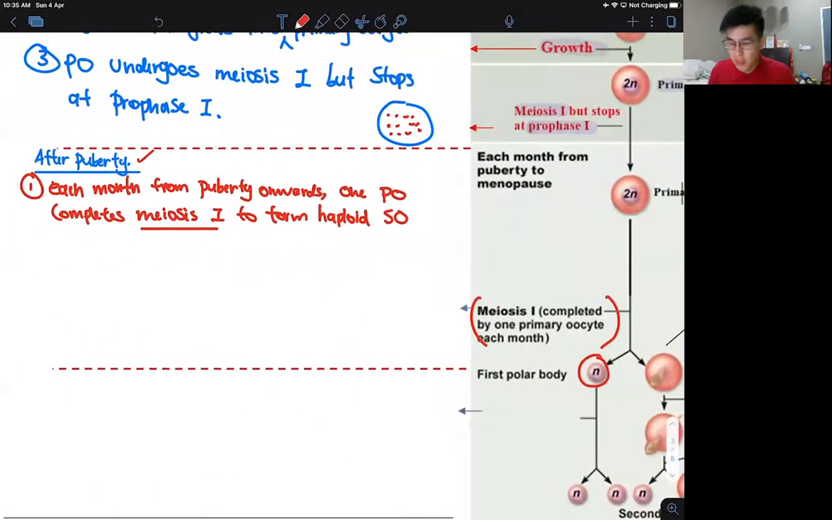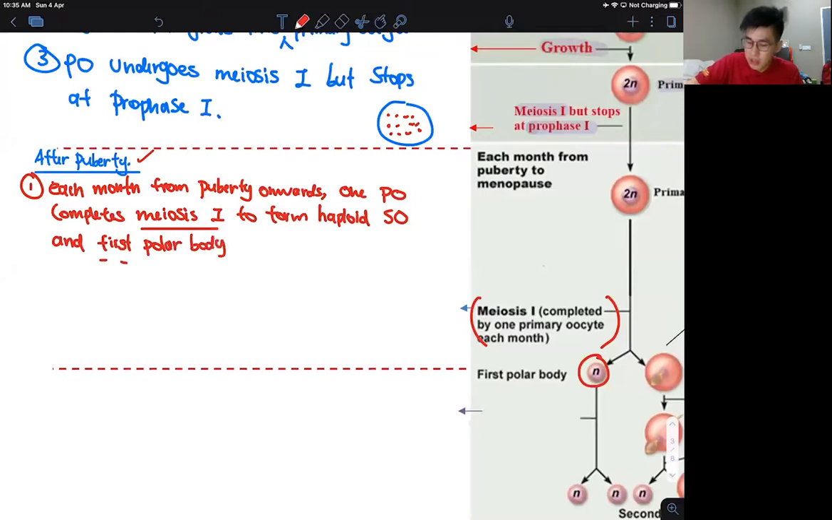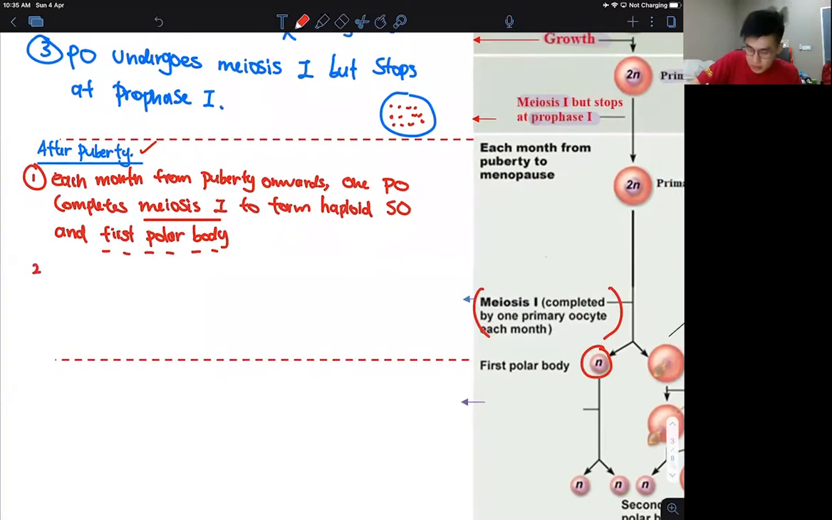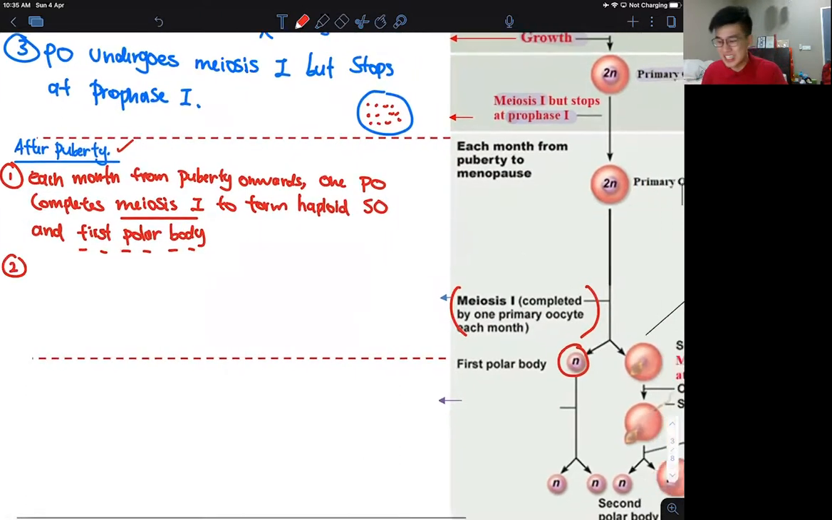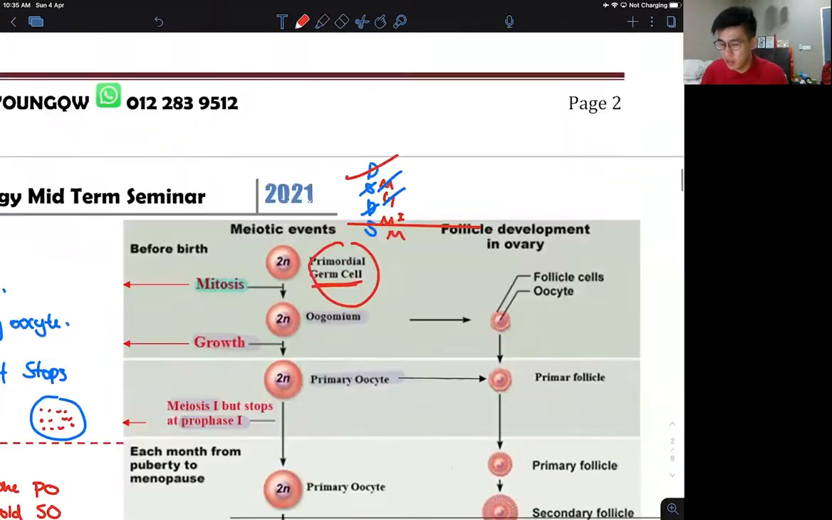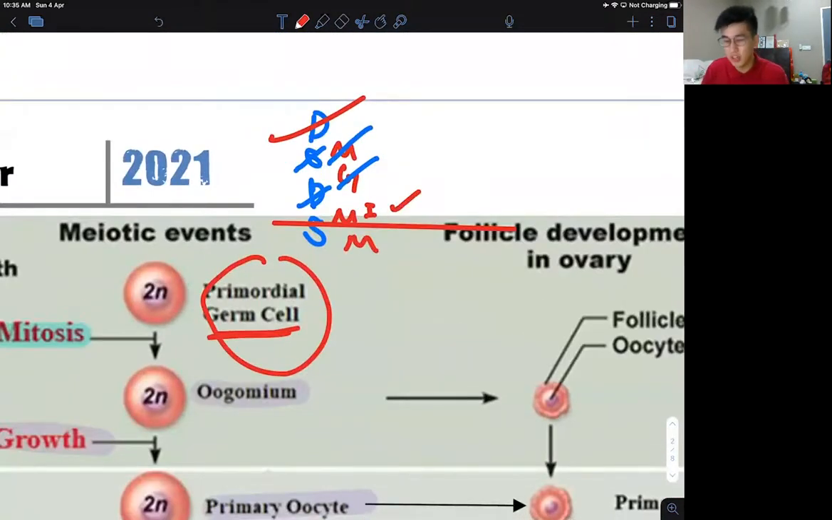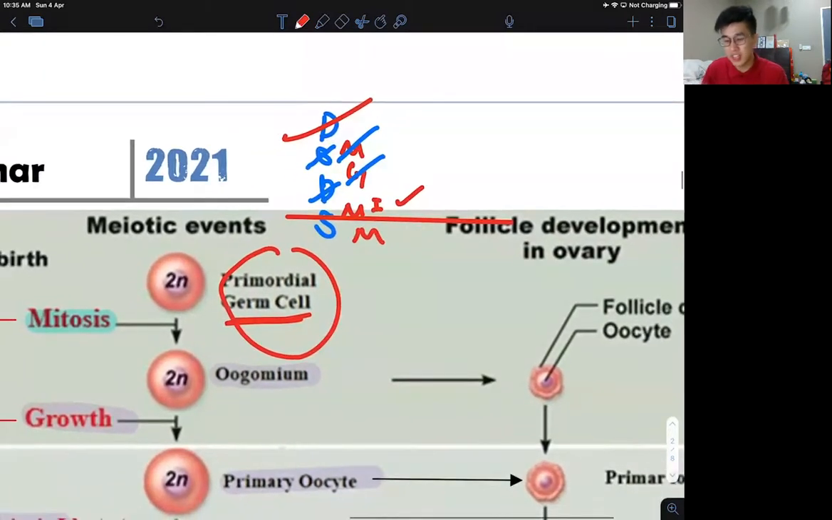Understand? So you can say form a haploid secondary oocyte, and the first polar body. But this part is actually not too important. But remember, you just write that I produce a cell that has no function, called the first polar body. And then now the secondary oocyte, I already completed meiosis 1, isn't it? To become secondary oocyte. Right? So now meiosis 2.